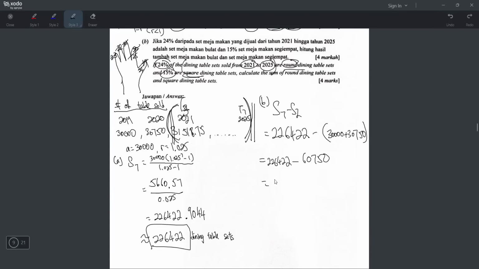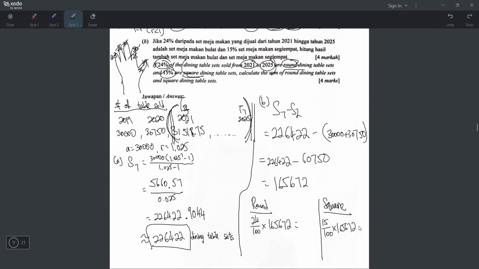Okay, so this is the number of dining table sets sold. 165672. But this one is from year 2021 to 2025. But they say 24% is round, right? So I'm just going to write round here for the title. So for the round one, it will be 24% times 165672, and then equals. And then for the square, yeah, 15% are square, right? So it will be 15% multiplied by 165672. And then these two answers plus together to get the final answer, because they want to find the sum of round and square.